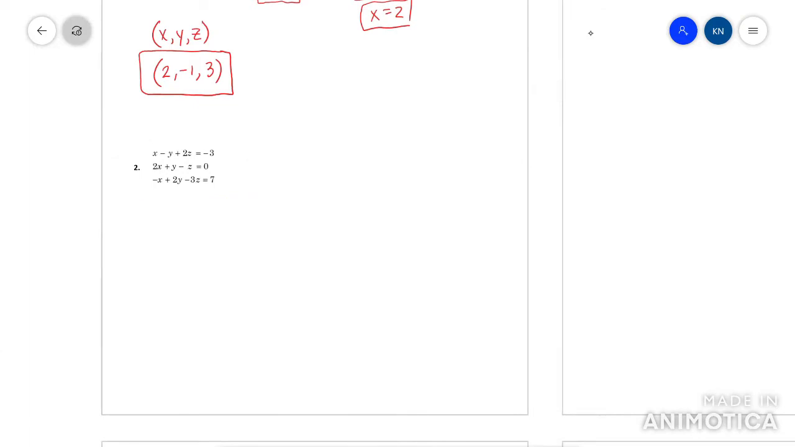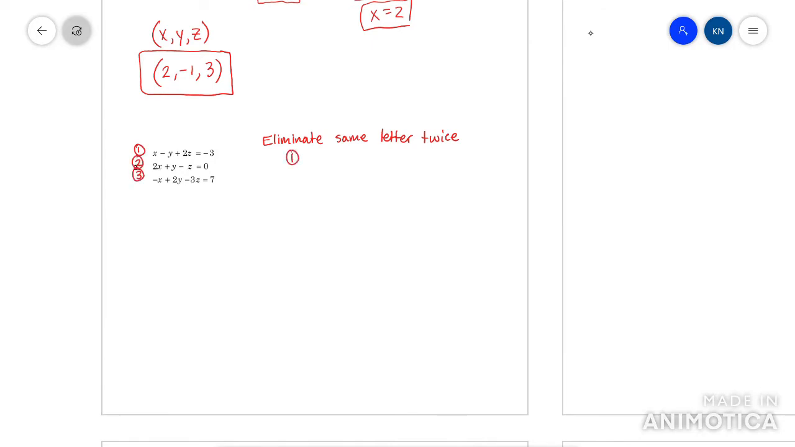You're going to have to do elimination, and you're going to have to do elimination by eliminating the same letter twice. So pick a letter, X, Y, or Z. It doesn't matter, but whichever one you pick, you're going to have to eliminate it twice. So I'm going to label these equations, equation 1, equation 2, and equation 3.